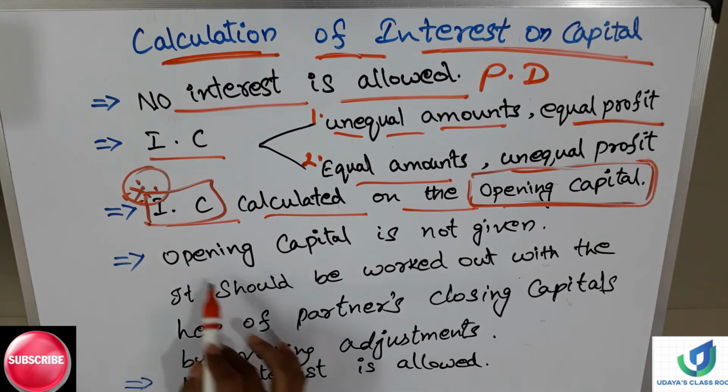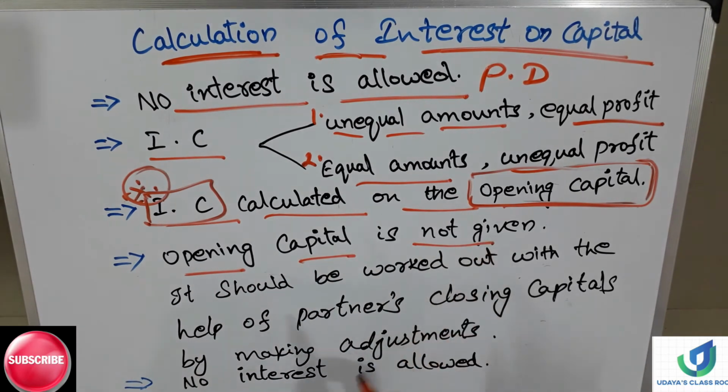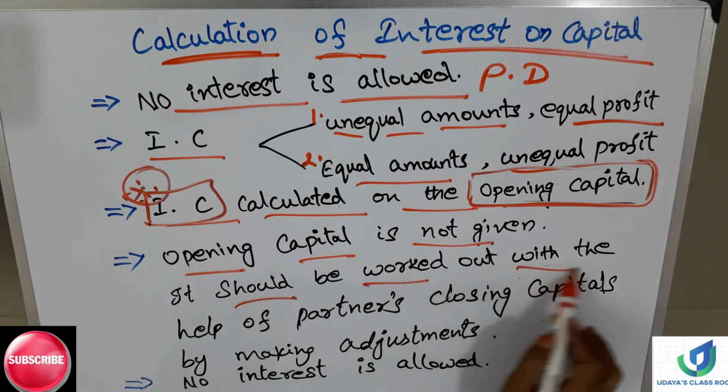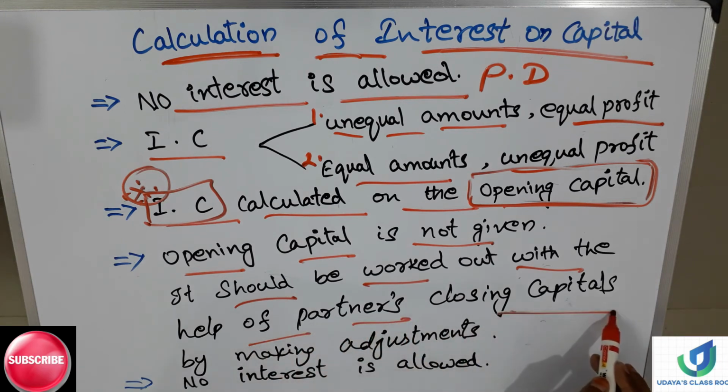And the next point is when the opening capital is not given. That is what I have explained now. When the opening capital is not given, it should be worked out with the help of the partners' closing capital by making adjustments. What kind of adjustments do we have to make? Starting with the closing capital of the partners, we have to add back the drawings, and we have to deduct their profits, and their additional capital we will be deducting. If we do all these adjustments, we can find out the opening capital. So using the opening capital, we can calculate interest on capital easily.